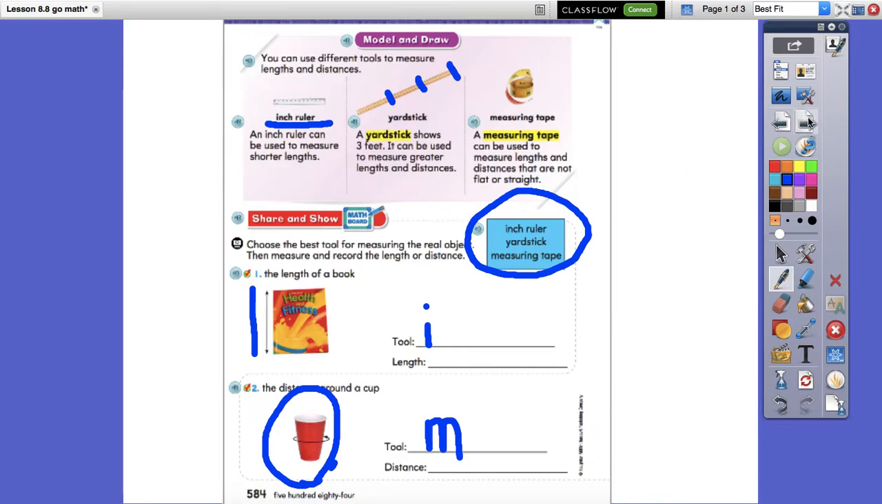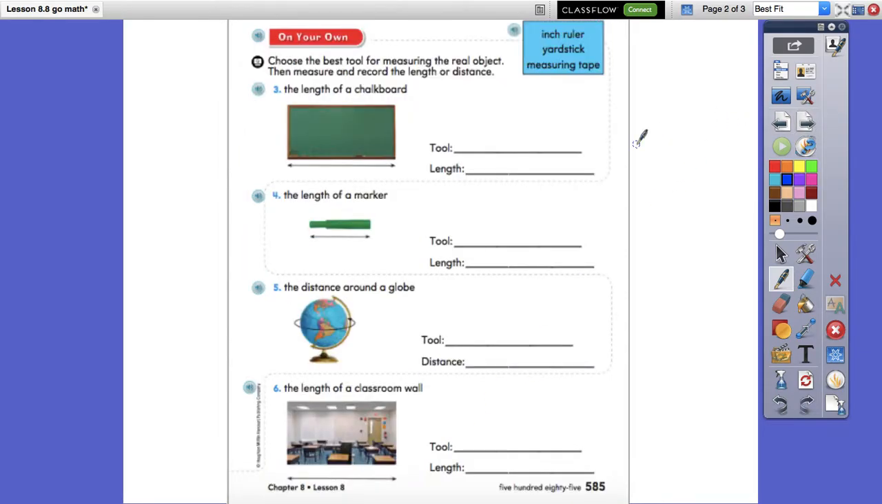Let's look at a few more examples. First one is a chalkboard. Okay, think about the chalkboard in our classrooms at school. They go across the whole front of the room. And so that is a larger object, and the best tool to use for a larger object is a yardstick. I'm going to put Y, and again, the words that we're using are right up here if you need to look for them.